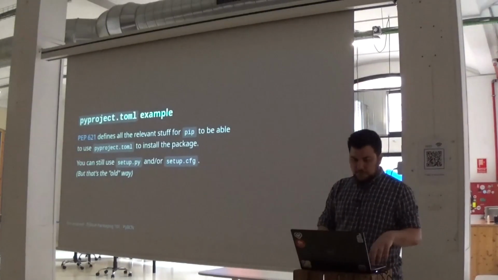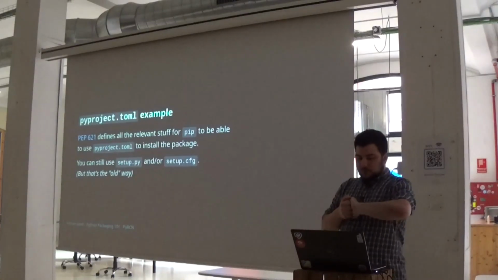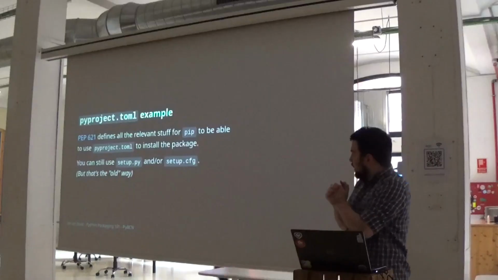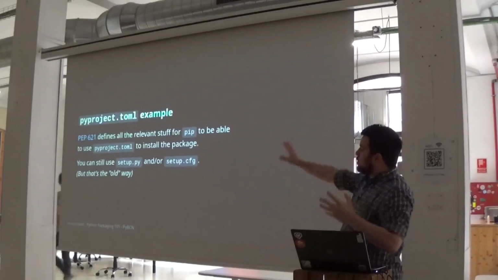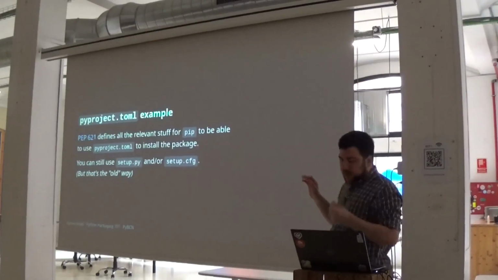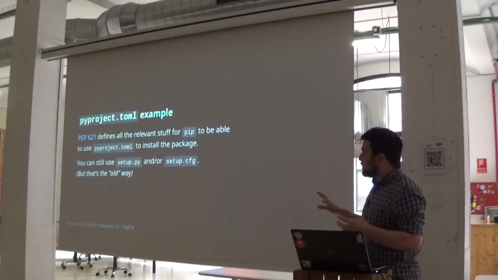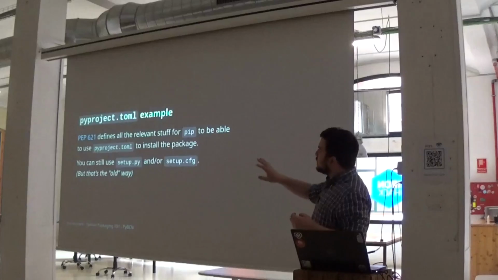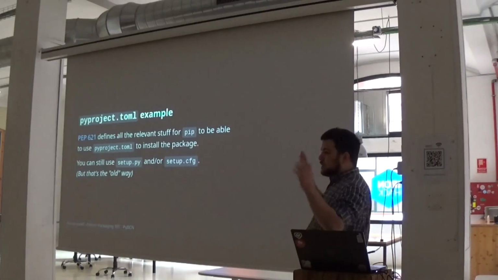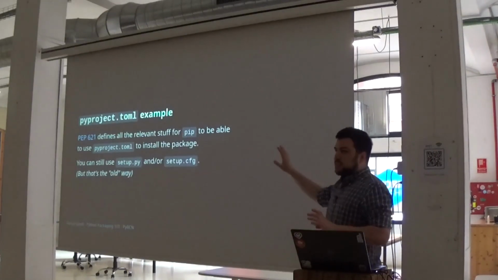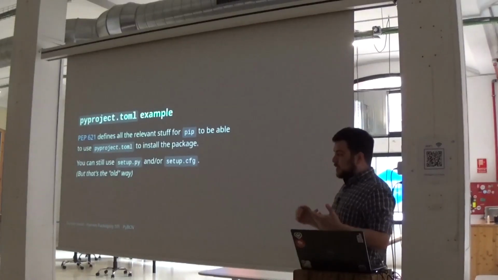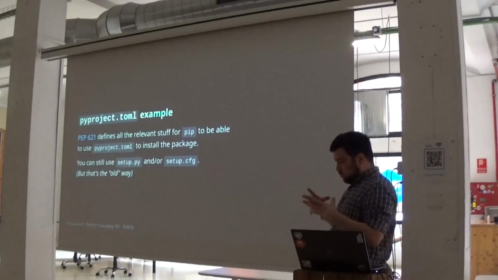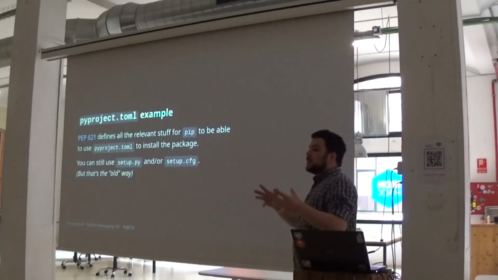So we'll see really quickly a pyproject.toml example. And this is more of what I already have said. You can use setup.py and setup.cfg. This is the old way. This is the new way through PEP 621. All the spec is defined there, and you can see very detailed examples as well, on how to add all the metadata you need.